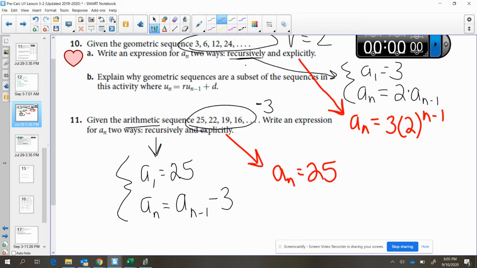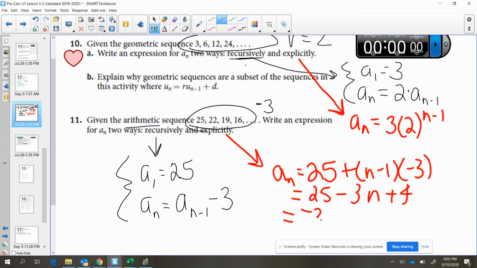First term plus n minus 1 times that common difference. Distribute and combine like terms. We have negative 3n plus 29 is our explicit formula. Okay. Oops. So there should be a 3 plus 3, so this is 28. There's something to talk about that.